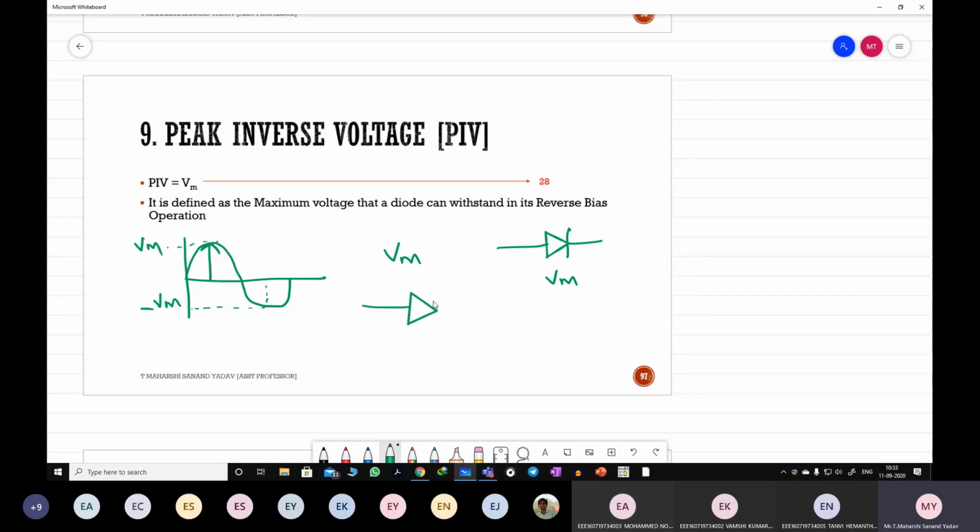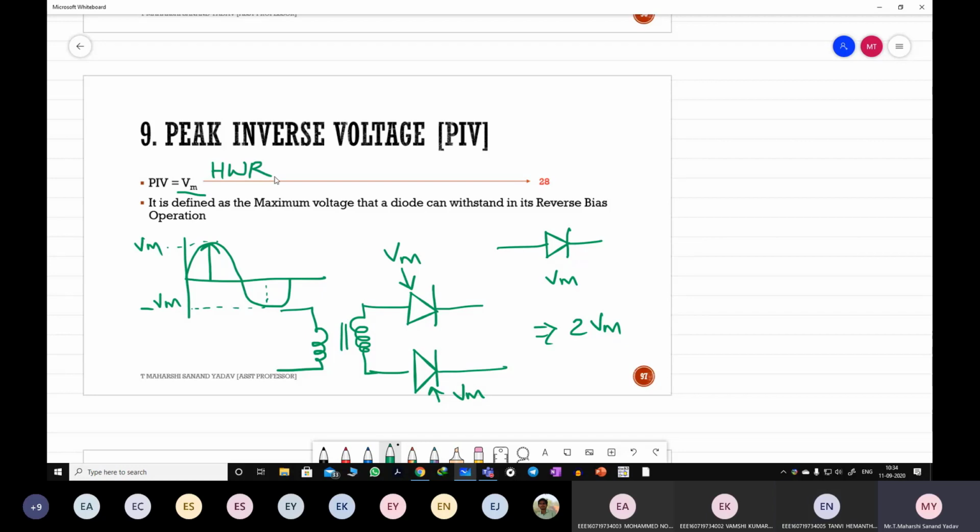Suppose, for example, if I'm considering two diodes in this configuration, then what will be the maximum amount of PIV? Is it Vm or 2Vm? So for every diode, the maximum is Vm. So for the second diode it is Vm. So the maximum will be approximately 2Vm. Okay. So the maximum amount of voltage that a diode can withstand is nothing but peak inverse voltage, which is nothing but Vm for half wave rectifier.